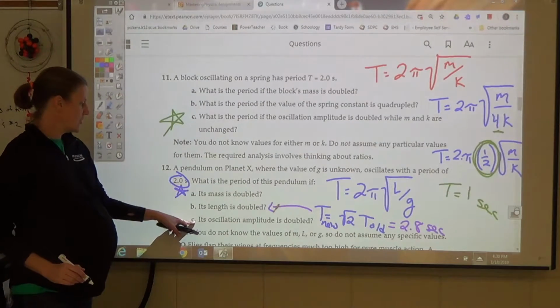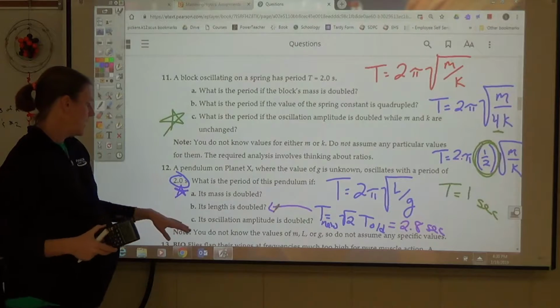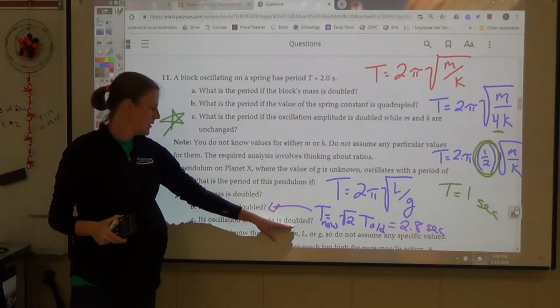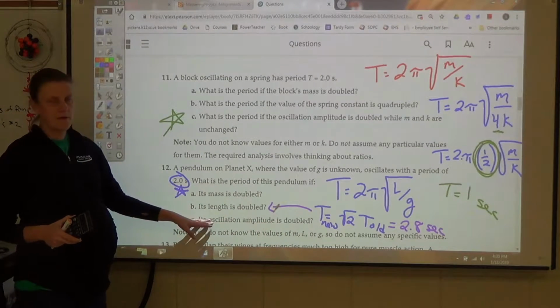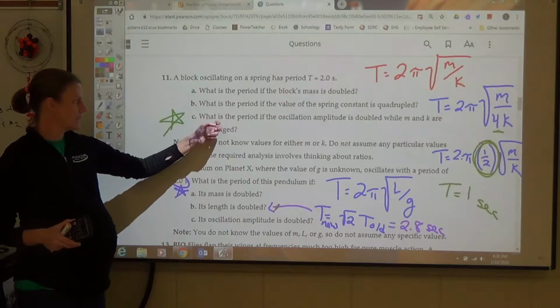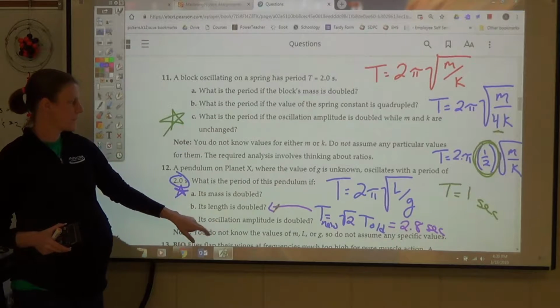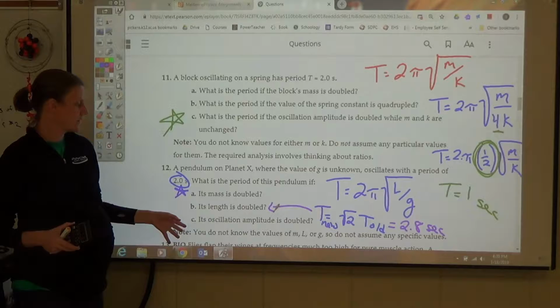All right, and its oscillation amplitude is doubled. That does not affect period either. So same question as this, really. So it would still be 2 seconds. Amplitude does not affect the period.